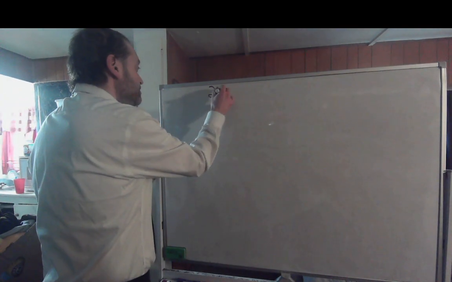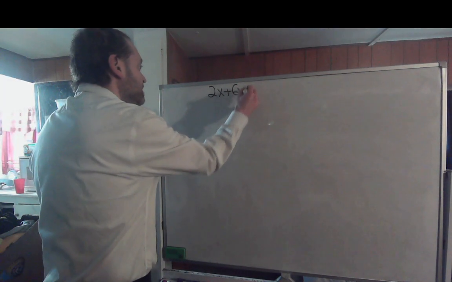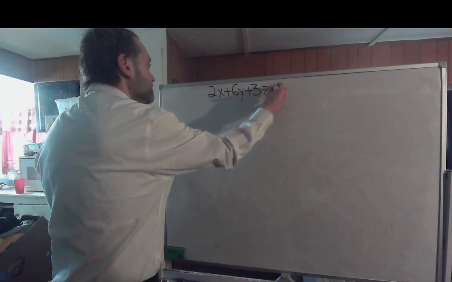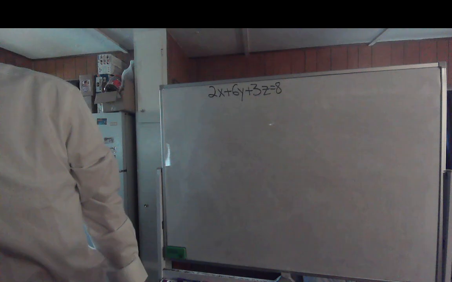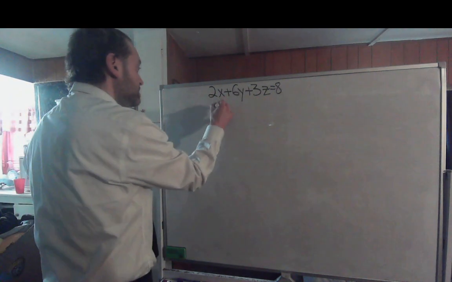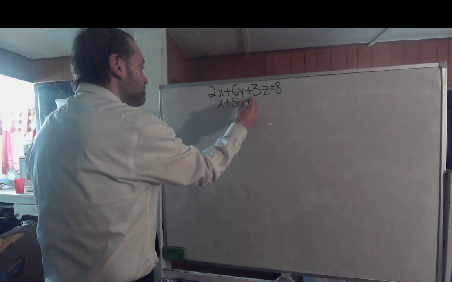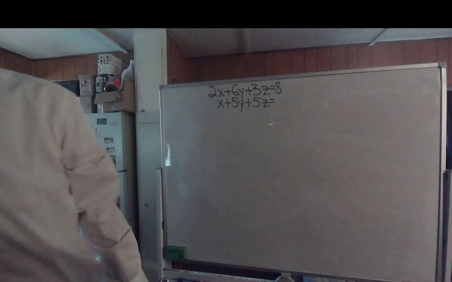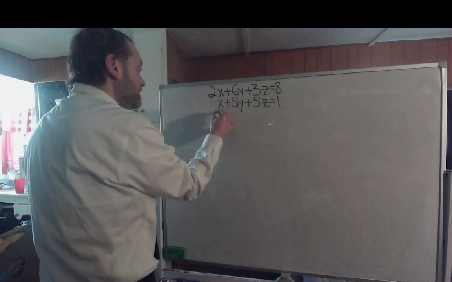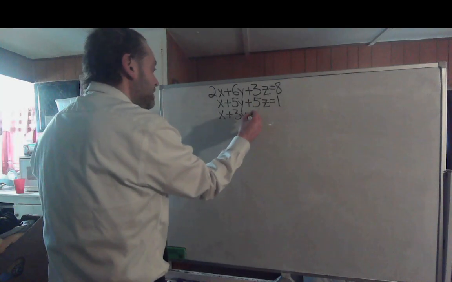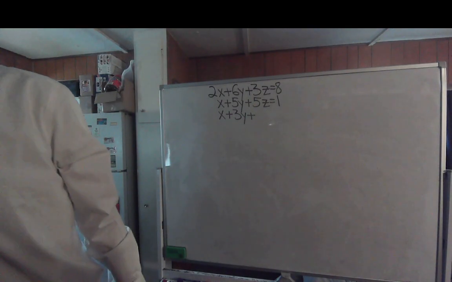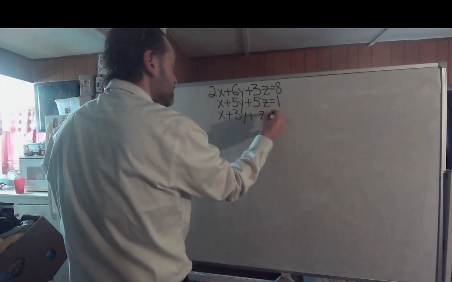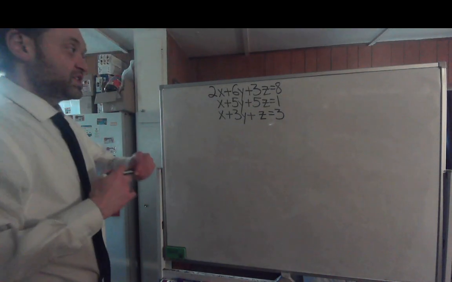All right, what's the next one about? Sort of similar. We have 2x plus 6y plus 3z, this time equals 8. We have x plus 5y plus 5z is going to be equal to 1. We have x plus 3y plus z equals 3. So there is your new system of equations.